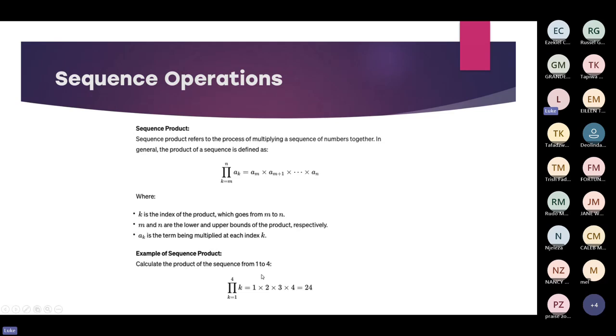Calculate the product of the sequence from 1 to 4. So we are saying we're going to start from 1 and go to 4, right? And then the terms of the sequence are 1, 2, 3, and 4. Then we are just going to say 1 times 2 times 3 times 4. These are just examples. So please note that in other examples, you can have different terms that are not 1, 2, 3, 4 as in the given example.